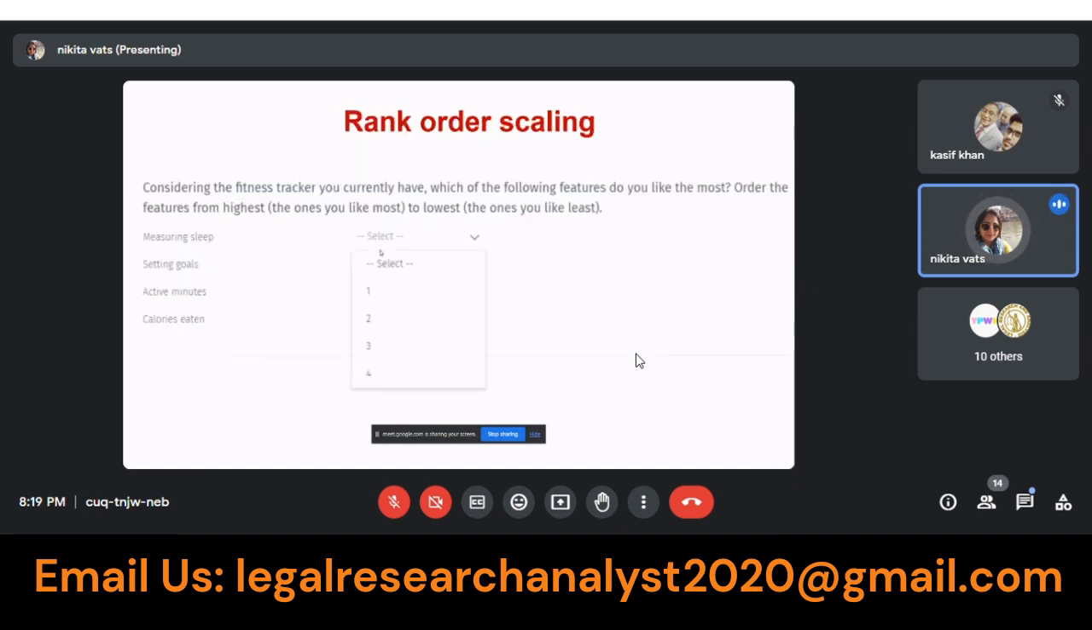Then there is rank order scaling. Here you put it in a rank-based order, like highest is one, and maybe the lowest is four. So, for example, considering the fitness tracker you currently have, which of the following features do you like the most? What you have done here is given ranking to the numbers. One is the best, the highest ranking, and four is the least ranking, you do not like it, right? So that is rank order scaling, where a person chooses the rank number. For example, for measuring sleep, if a person is not satisfied, he can give four. For active minutes, if the person is satisfied, then they can give two.